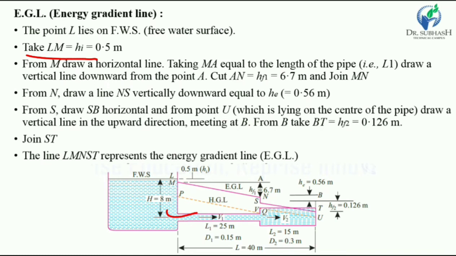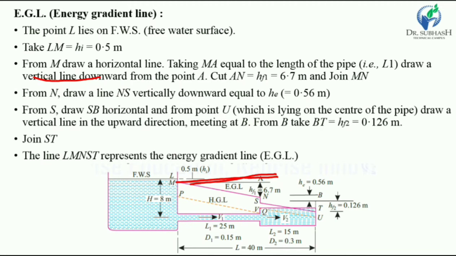Now the fluid enters the pipe. Due to the inlet, we know that the head loss due to entry is 0.5 meter of head. So the total head decreases by 0.5 meter. So Lm is 0.5 meter, the energy head is decreased by 0.5 meter. So draw the Lm line. Now from M, draw the horizontal line MA.